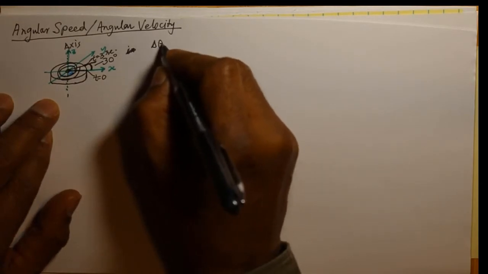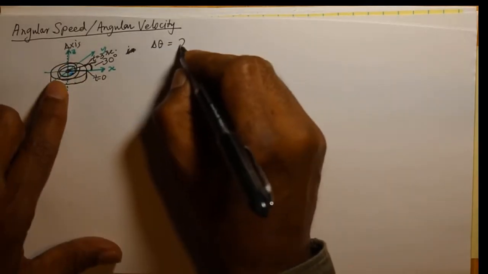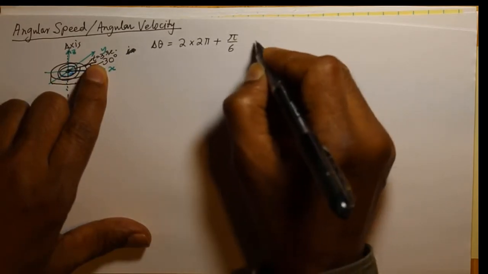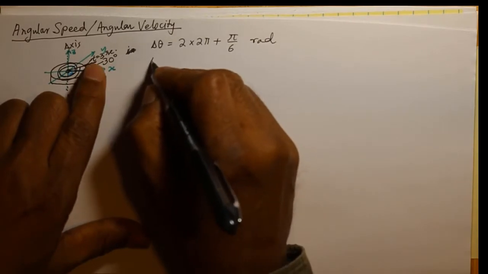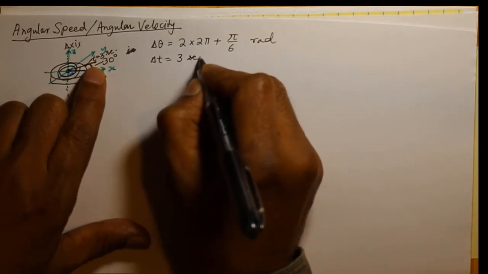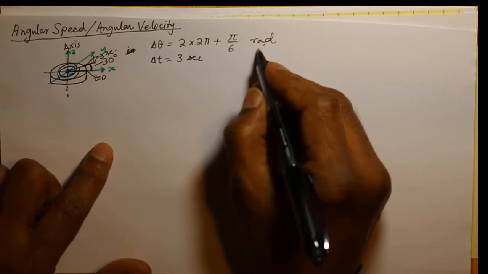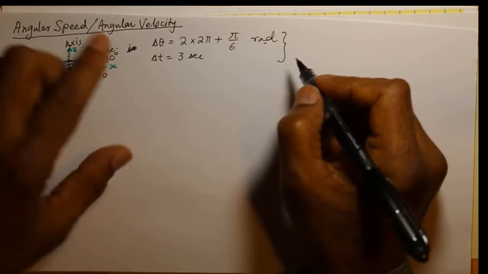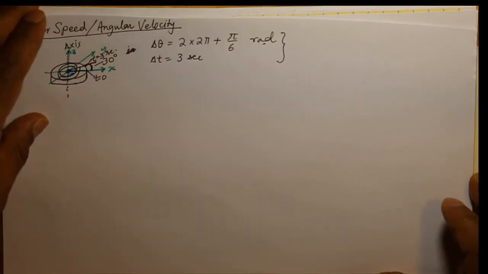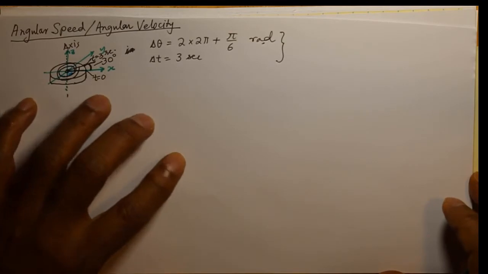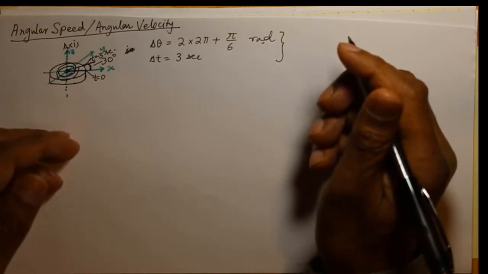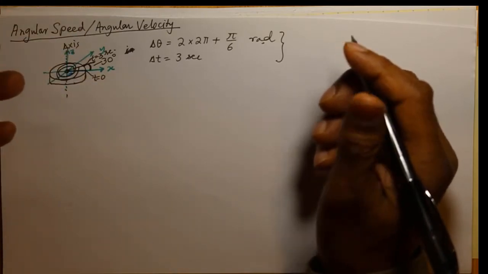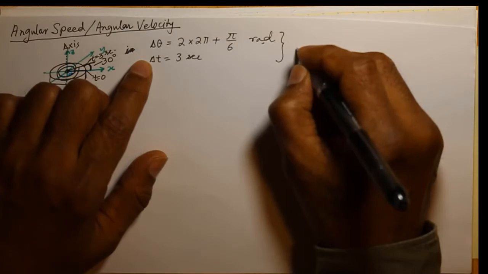So delta theta was 2 full rotations, 2 times 2 pi, plus 30 degrees, which is pi over 6 radian, and the time it took to do that was 3 seconds. So this is like the distance went, and this is the time. So I can divide delta theta by delta t, and this should give me the rate at which it's rotating, the average rate. It might have been speeding up or slowing down in the middle, but this is the total angle it has covered.